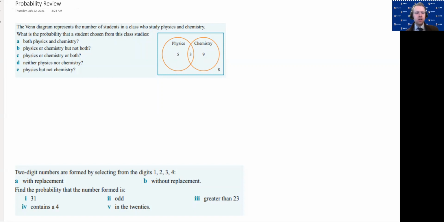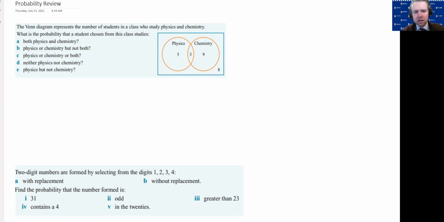So this first question here, we're looking at a Venn diagram. We've got to be careful about the words, whether it's both or not both or only when we're looking at Venn diagrams, and then working out the probability. Now, the first thing we need to do if we're doing probabilities is we need to find the total. So we've got to count all of the different categories. We've got 5 plus 3 plus 9 plus 8.